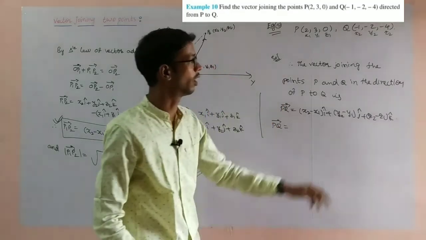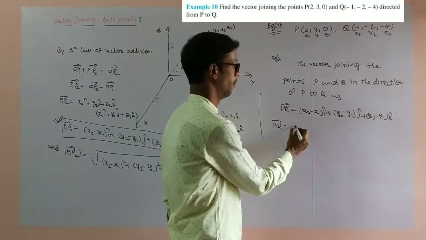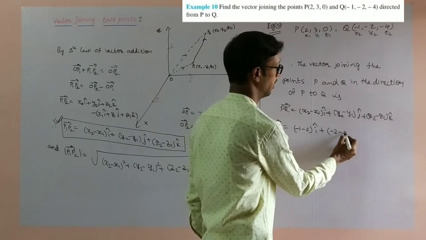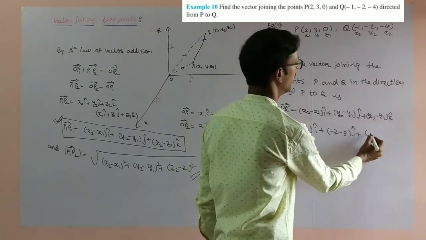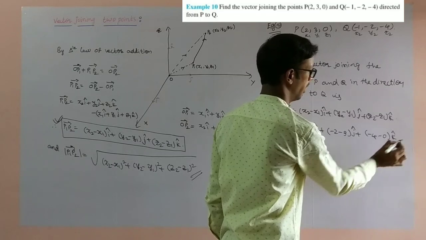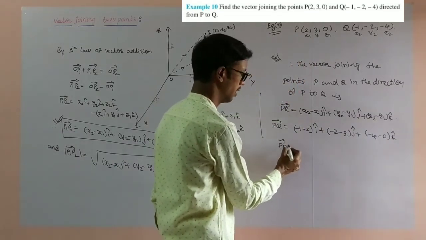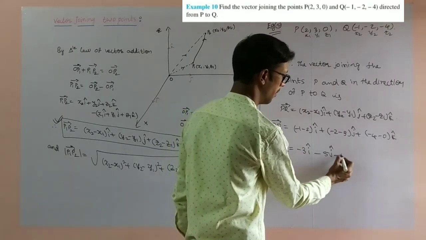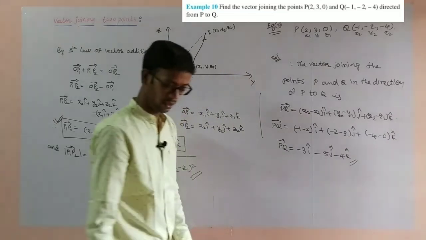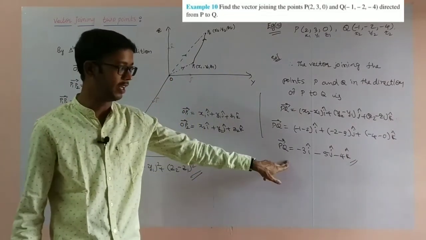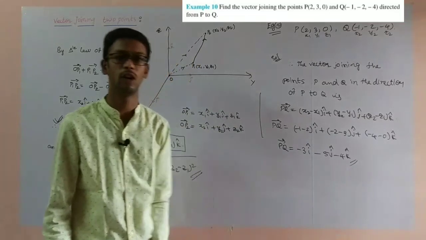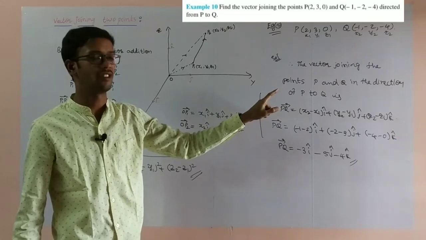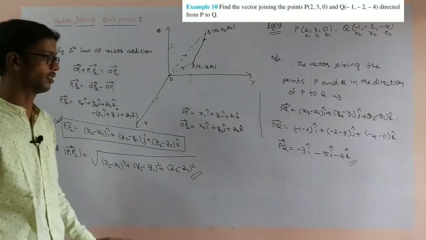PQ bar is equal to (-1 -2) I cap plus (-2 -3) j cap plus (-4 -0) k cap. PQ bar is equal to -3 I cap -5 j cap -4 k cap. This is the vector joining of 2 points P and Q in the direction of P to Q. So pause the video to note it down.